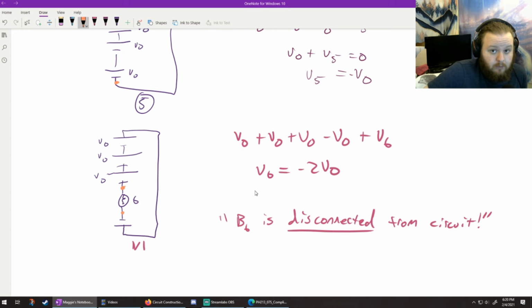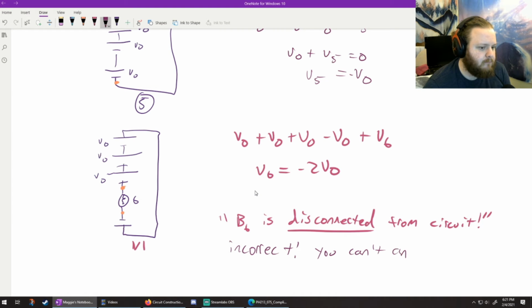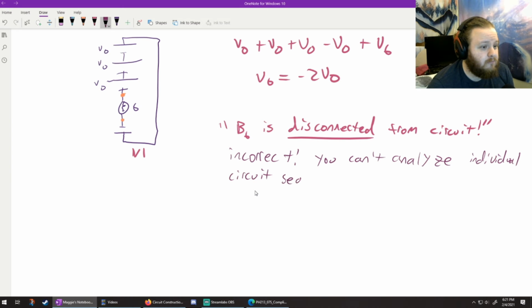You're not allowed to. It's illegal. The electrical engineer police will come after you if you say that. So this is an incorrect argument. You can't analyze individual segments of circuits. You can through some other things that we're not going to talk about in here, things that are more complicated than what we have here. Can't analyze the individual circuit segments, only loops.